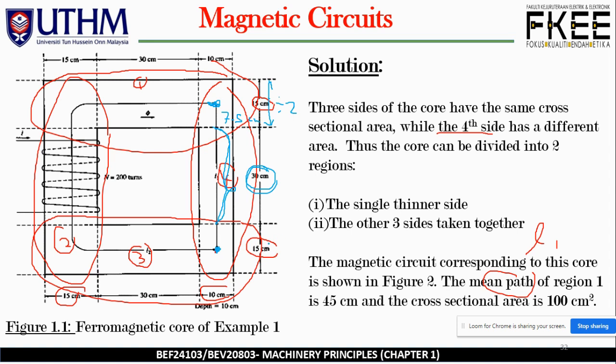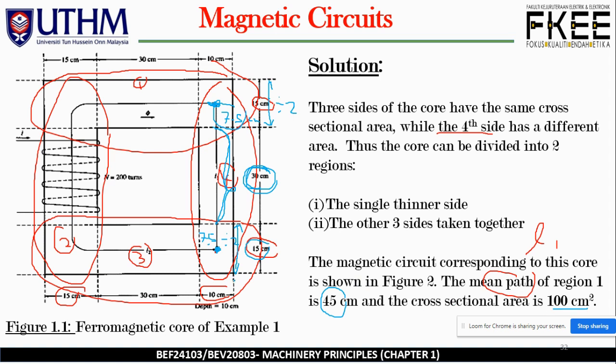Identically, we have 15 centimeter, the width for this area, divided by 2, which is equal to 7.5 centimeter. So 7.5 plus 30 plus 7.5, another 7.5. So the mean path length for the first leg, the thinner or smaller leg, is equal to 45 centimeter. And then the cross-sectional area is 100 centimeter square.